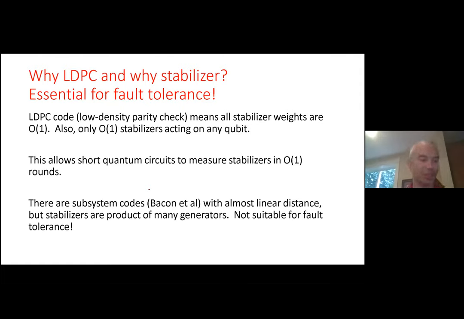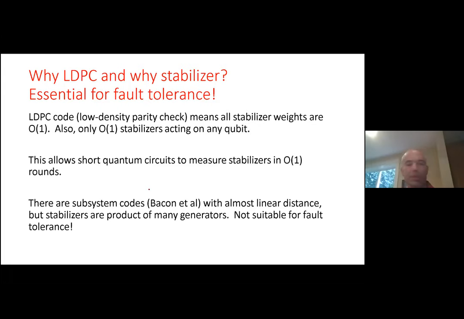So what is this term LDPC I keep using? LDPC is short for low density parity check. And that means that every single stabilizer in the code has weight O(1). Every stabilizer acts on only order one qubits, perhaps four, perhaps five, but does not scale with n. Also, every qubit has only order one stabilizers acting on it.